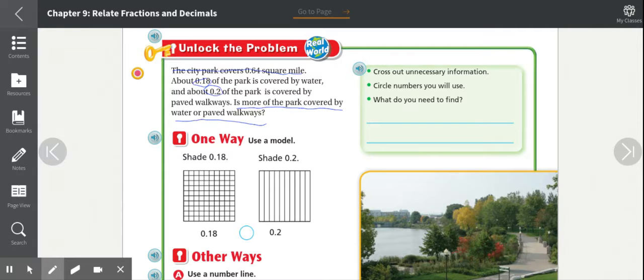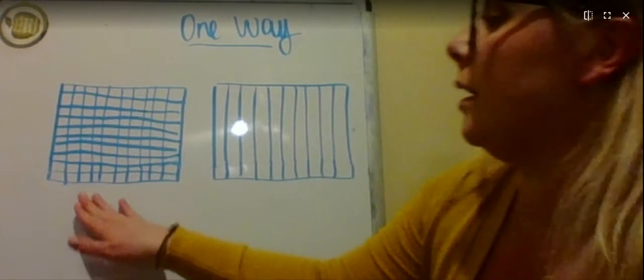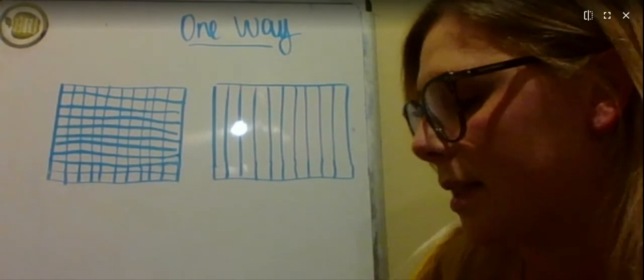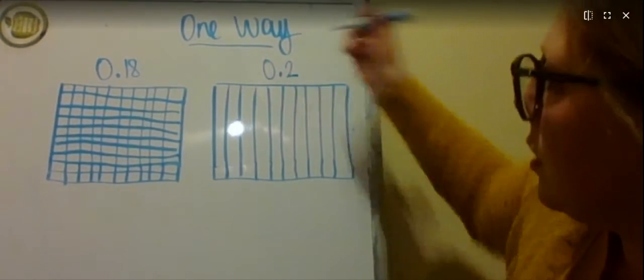Now, one way that we can compare these two, because they want to know which one is more, is more of the park covered by water or paved walkways. So they want to know which decimal, pretty much, is greater. Okay, so in the back behind me, I made ones, and I made my hundredths, and I made my tenths. Now we're going to compare the water, which was 18 hundredths, and the paved walkways, which was 2/10.